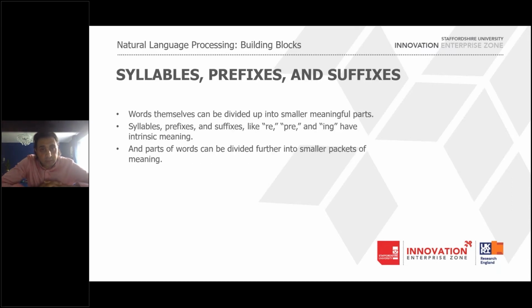When it comes to syllables, prefixes, and suffixes, words themselves can be divided into smaller, meaningful parts. Syllables, prefixes, and suffixes like re, pre, and ing have intrinsic meaning by themselves. And parts of words can be divided further into smaller packets of meaning. So we can divide the word itself into syllables and different parts, and each part will have its own meaning.